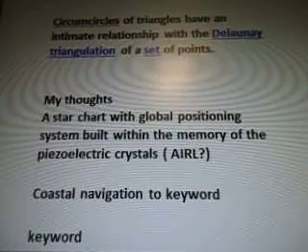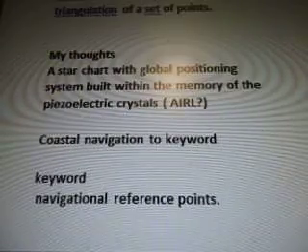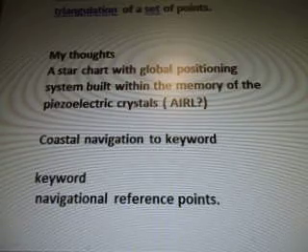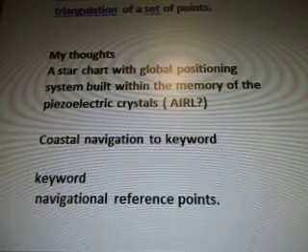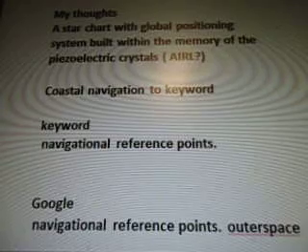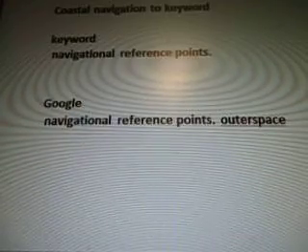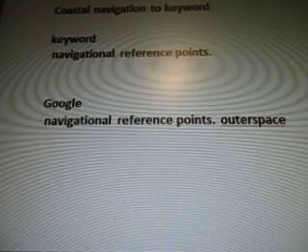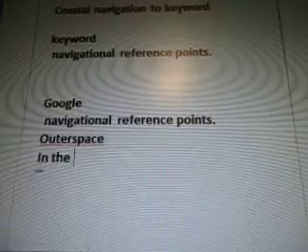My thoughts: the star chart with global positioning system built within the memory of the piezoelectric crystals. And that would be from Arrow. Coastal navigation to keyword. The keyword, navigational reference points. And I'm going to Google that. Google navigational reference points outer space in the next video.